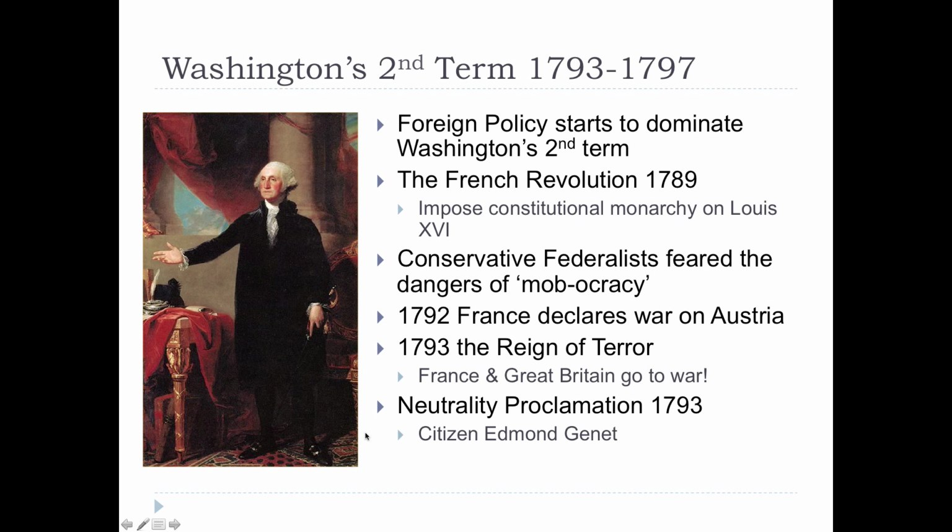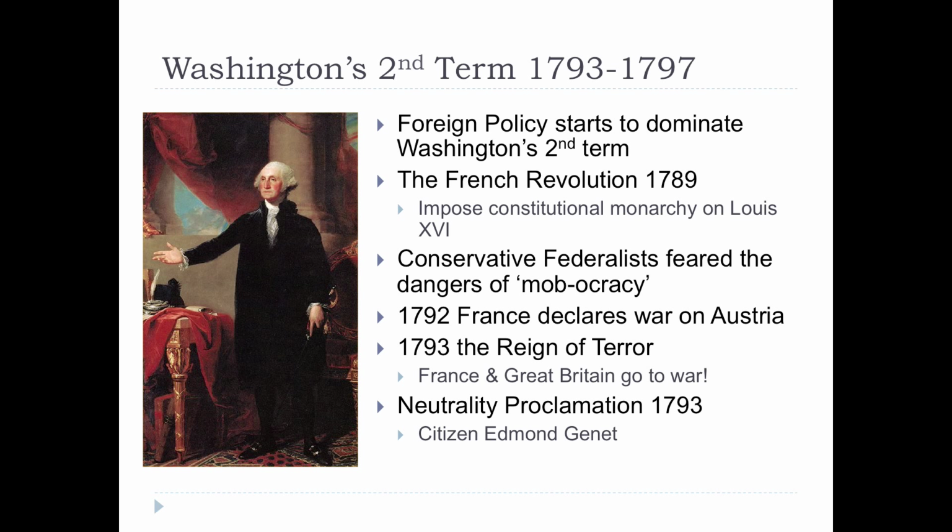Now this French citizen comes to America at this time period, this Edmond Genet, and he is just trouble. He is just major trouble. He is trying to raise up armies in America. He's trying to get Americans to go over to France and help overthrow governments and help create this great French Republic. Washington asks him kindly to stop, but he won't do it.